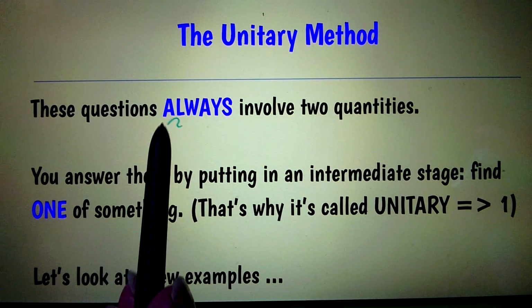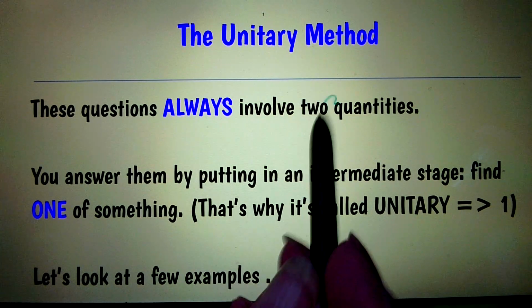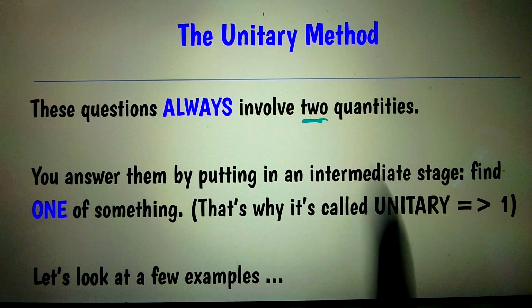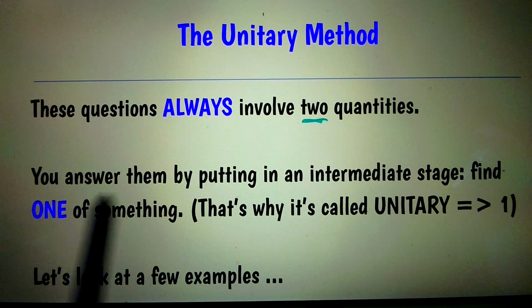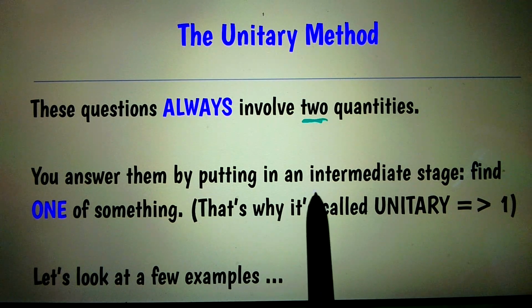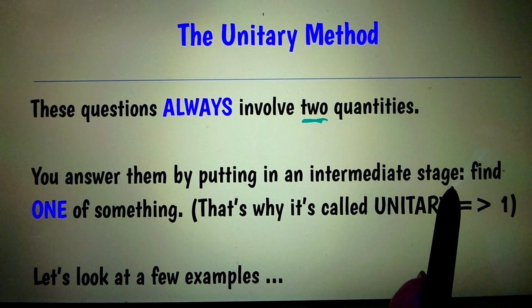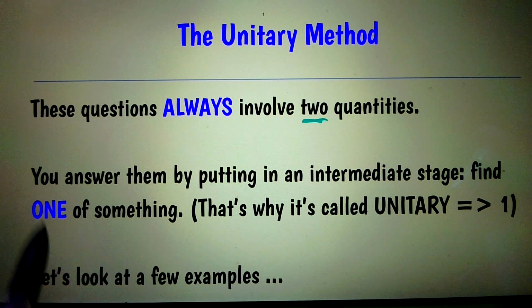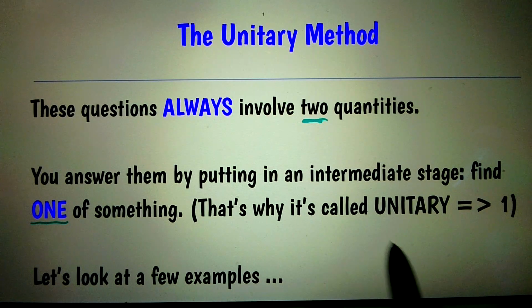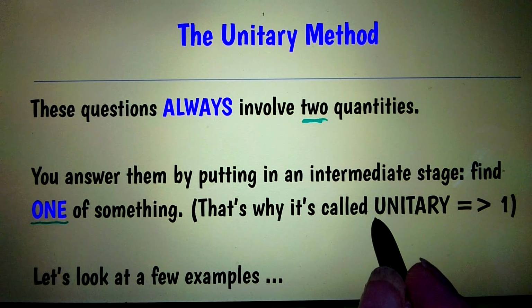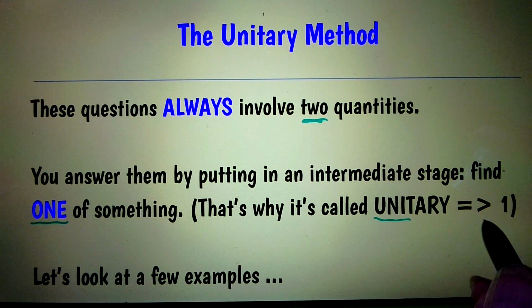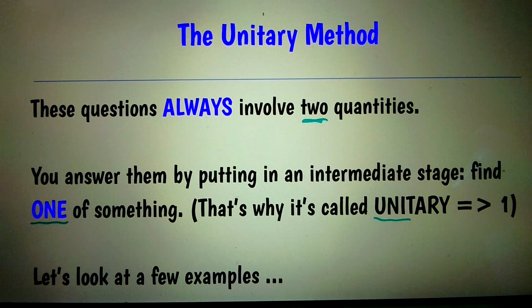Now these questions always involve two quantities and you answer them by putting in an intermediate stage, and it's up to you to put that in. What you do is you find one of something, and that's why it's called unitary, because unitary means one. So let's have a look at a few examples.